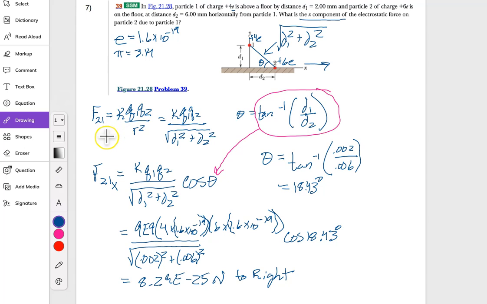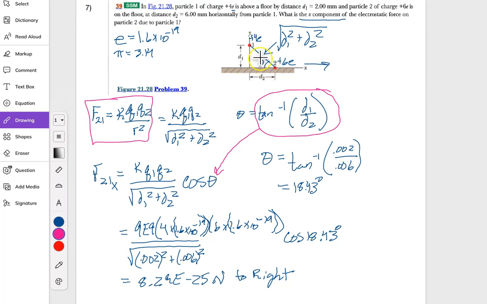So the first thing we need to do is say, well, the force of 2 on 1 is equal to K times Q1, Q2 over R squared. That's our given equation, so that's nothing new for it. And then that is equal to K, Q1, Q2, all over the distance between them, which has got to be this line right here that I drew in. And that's just using the Pythagorean theorem.